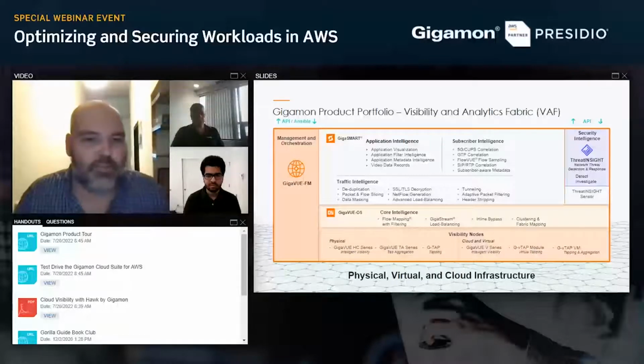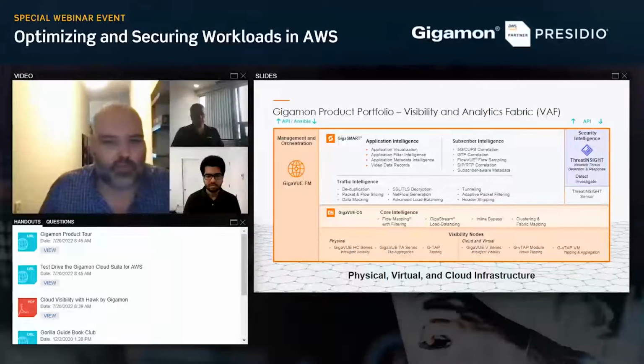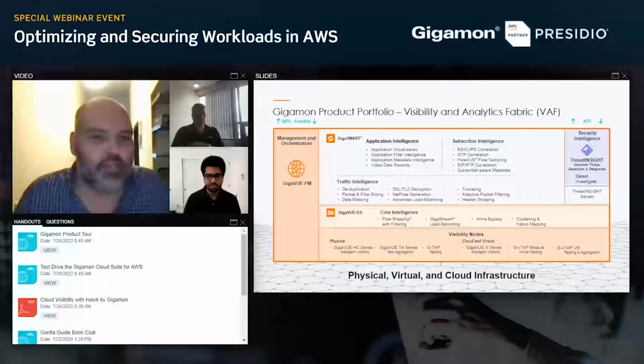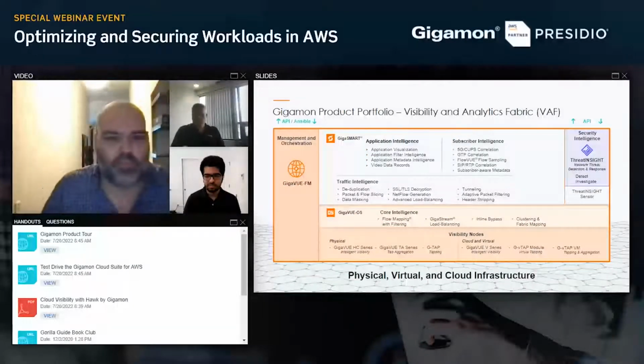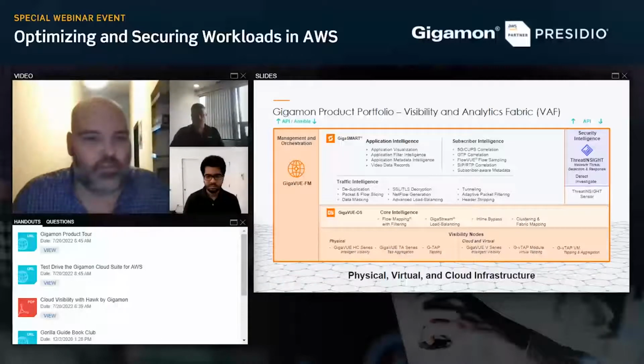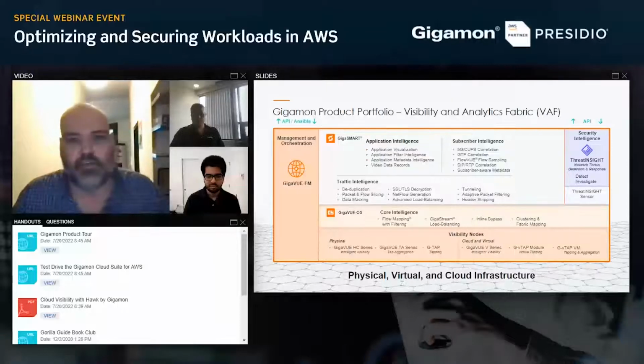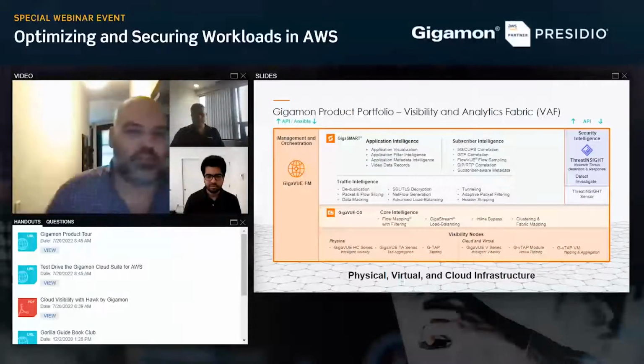So we have both physical and cloud virtual appliances that are able to be deployed. Our GigaView OS is kind of the engine or the brain that powers these devices, right? With OS, you're doing things like flow mapping and filtering, load balancing, fabric mapping, things of that nature. And then you go to the next level, right?